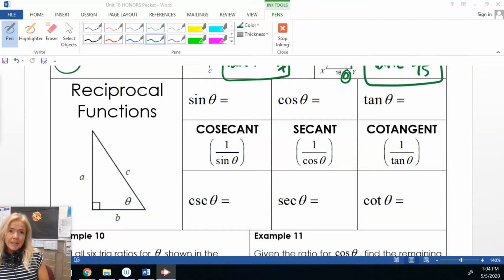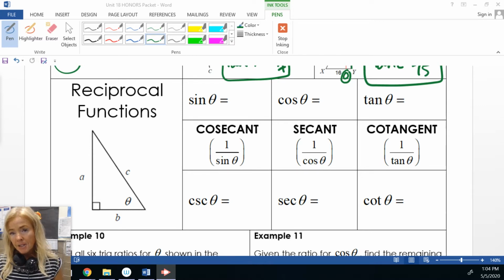All right, so this is 18.4 part 2, to make sure you're in the right spot. These are the reciprocal functions. Reciprocal functions mean that they reciprocate. Like the reciprocal of 1/2 is 2 over 1. The reciprocal of 10/11 is 11/10. So those are reciprocals, and luckily we have reciprocal trig functions.